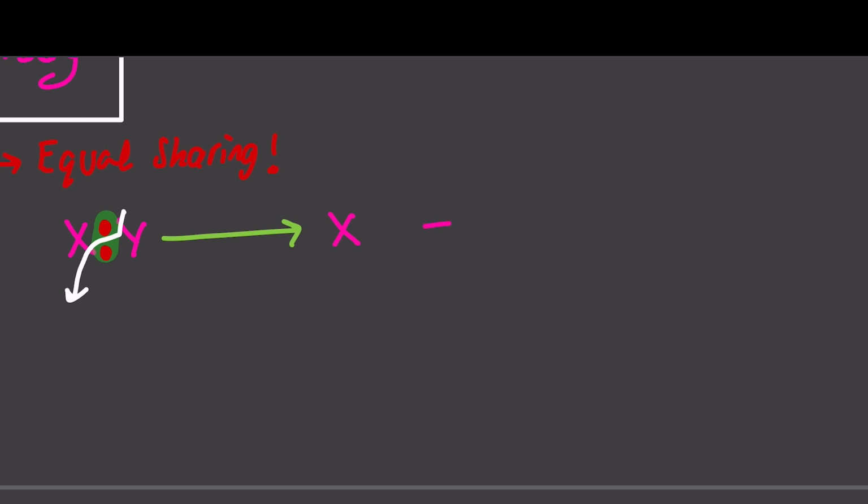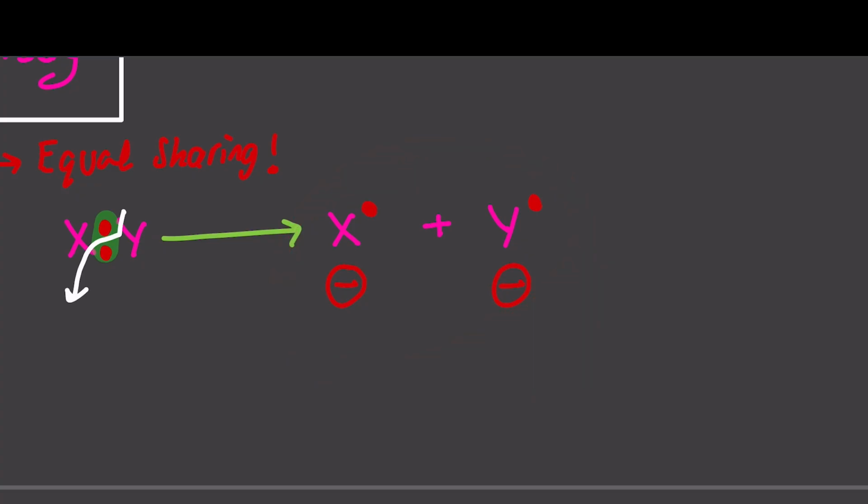We have an X and we have a Y. And what does this mean? It means that this is negative, and this is also negative. And this obviously is not good. You see this electron over here, this electron over here. It's an equal sharing of electrons.